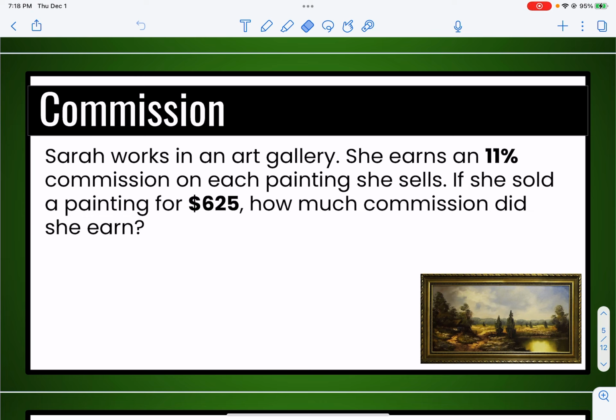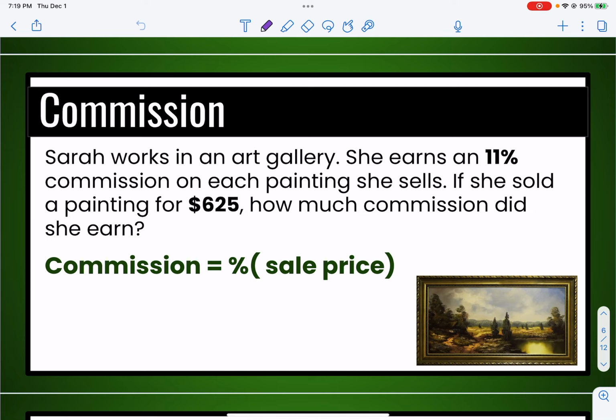So this problem says, Sarah works in an art gallery. She earns an 11% commission on each painting that she sells. If she sold a painting for $625, how much commission did she earn? Okay, so first of all, we're going to talk about how we would find the answer. Well, there's a couple of ways.